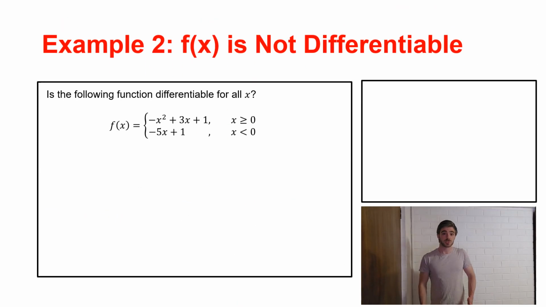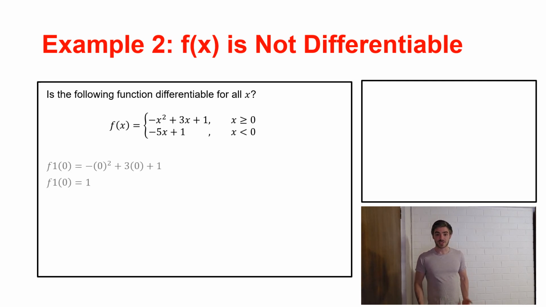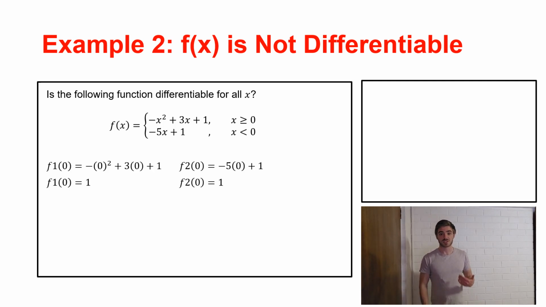Okay, so we're just going to do the same thing here, but this time the function is different, so we're going to get a different result. If we sub in x equals 0 into the top and bottom of our piecewise, we're going to once again find they are equal to each other at that spot. F of x is still continuous.